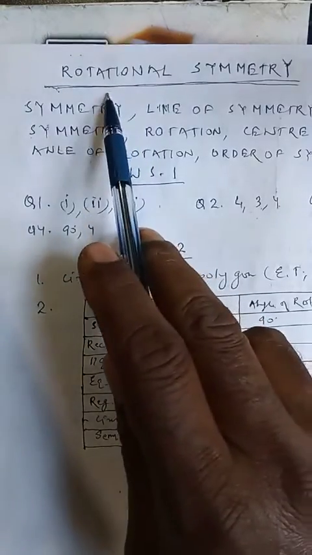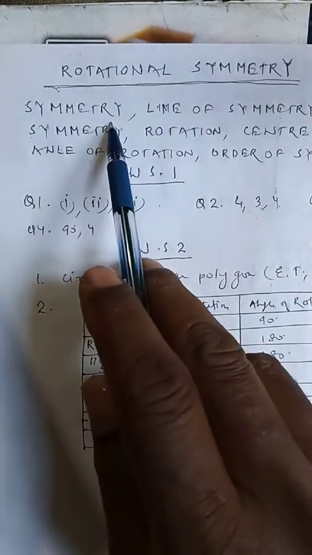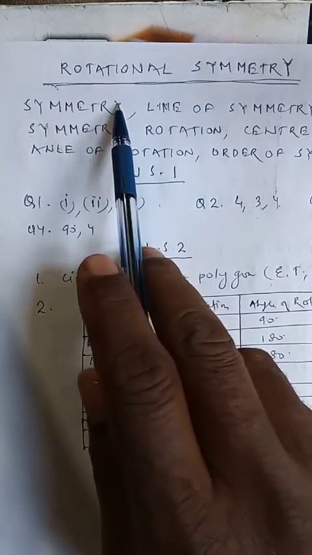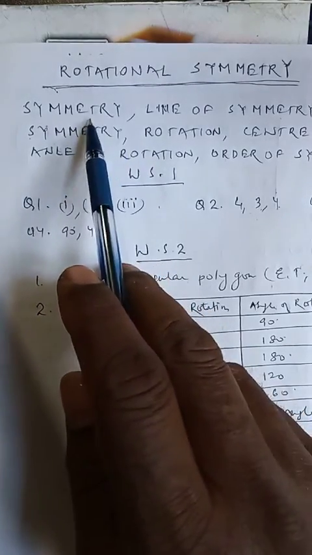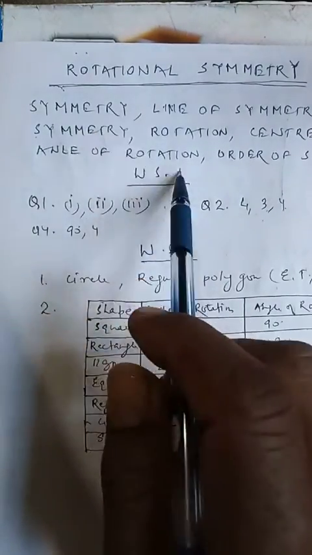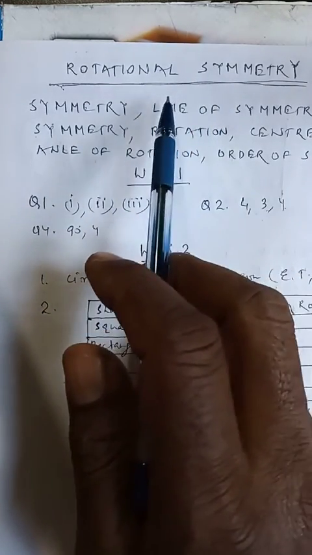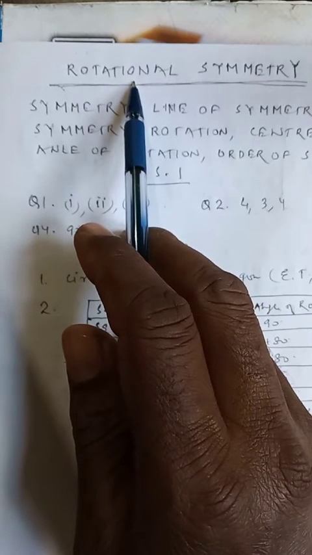Now this is for rotational symmetry. We have to discuss a few terms. The first one is symmetry. What is symmetry? Actually, symmetry is the condition in which any object, when placed over another part, will cover it completely.